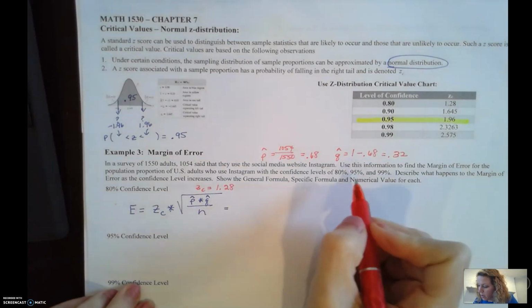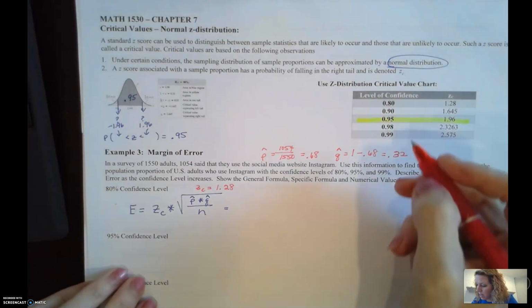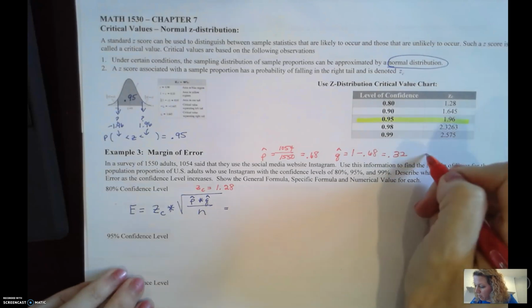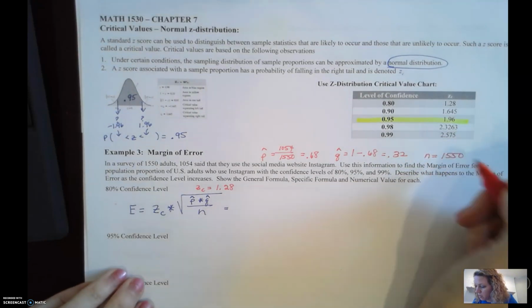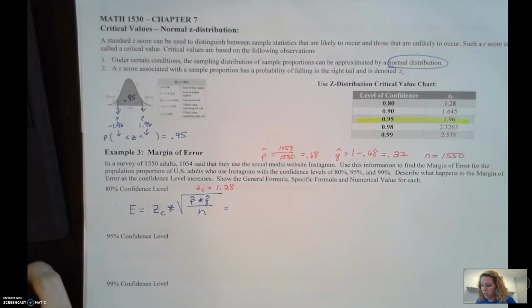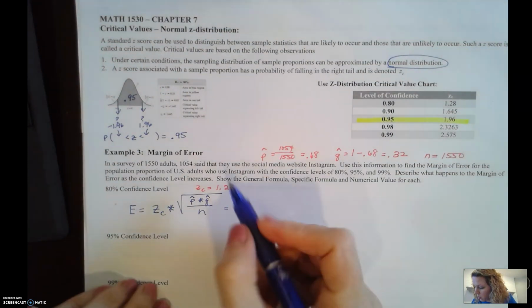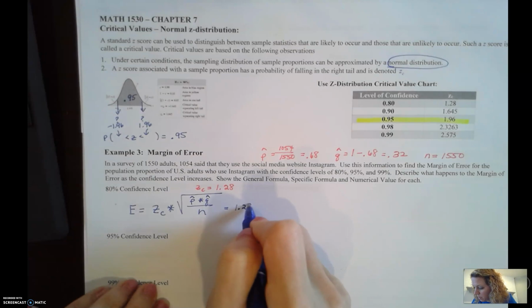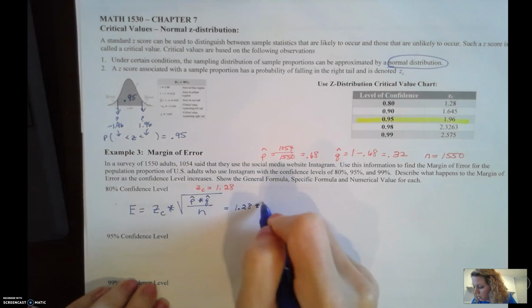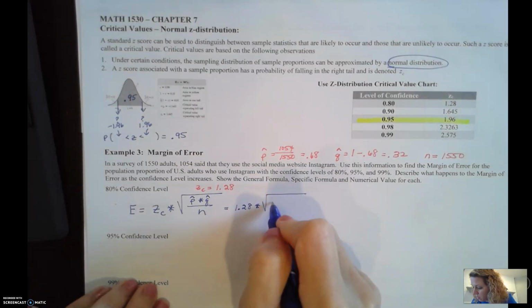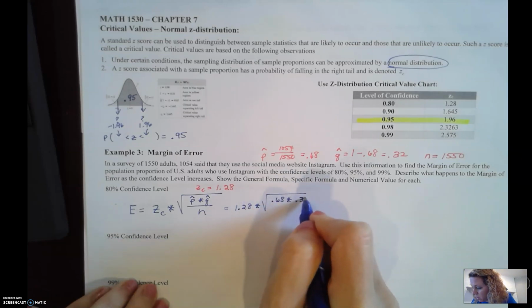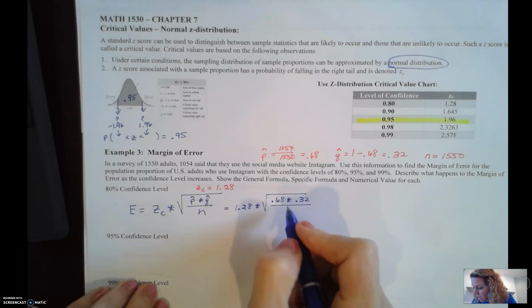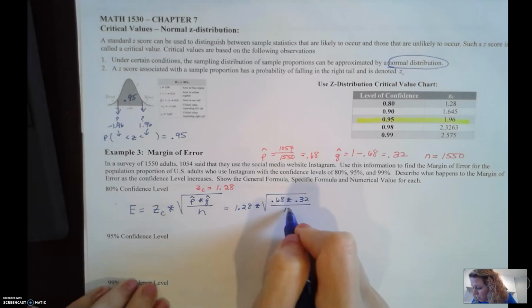So p hat, q hat, we have to then know what n is as well. N in our problem is going to be the same, which is 1,550. So let's substitute all these values into this problem. 1.28 times the square root of p hat, which is 0.68, times q hat, which is 0.32, divided by n, which is 1,550.